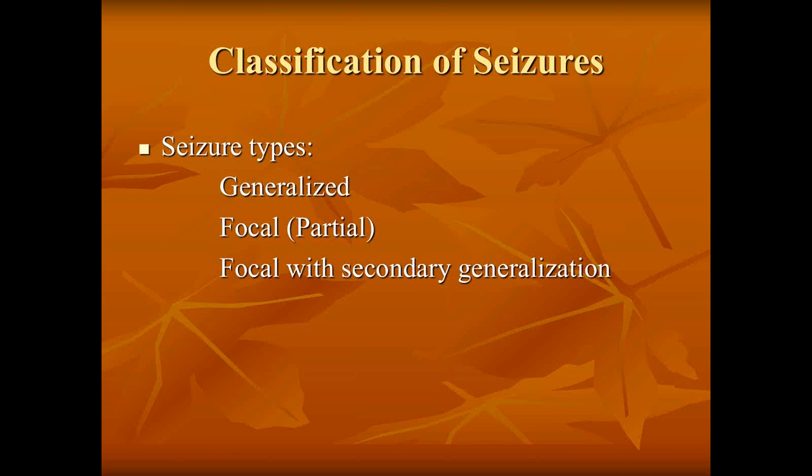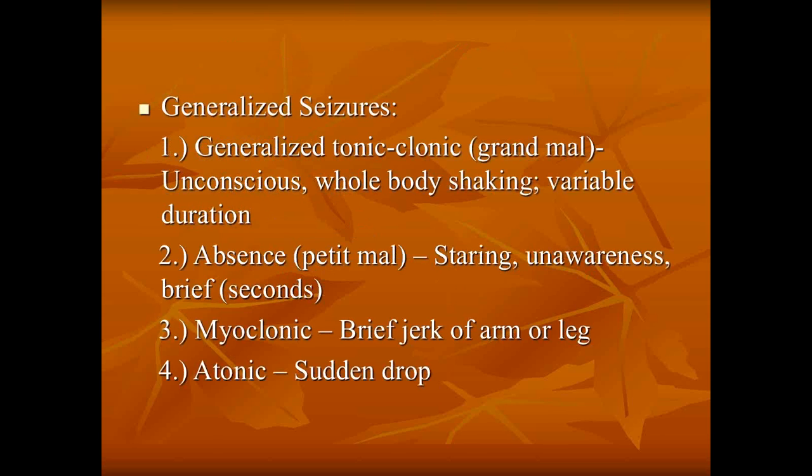Seizures are usually classified in the following types: generalized, focal or partial seizures, and focal with secondary generalization. These are a few of the generalized seizure types. The one that most people are familiar with are generalized tonic-clonic or grand mal seizures. During these seizures, the patient loses consciousness, there's whole body shaking. Often it's associated with tongue biting or urinary incontinence. These seizures are of variable duration. Usually they're lasting 2 minutes or less.